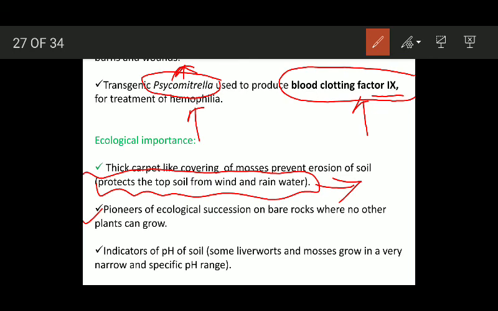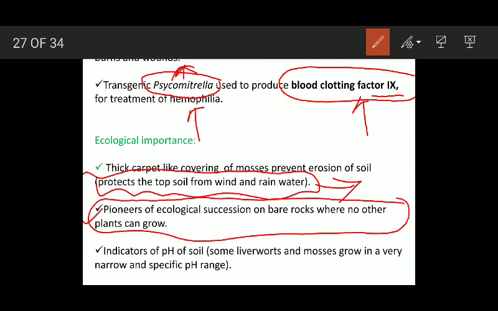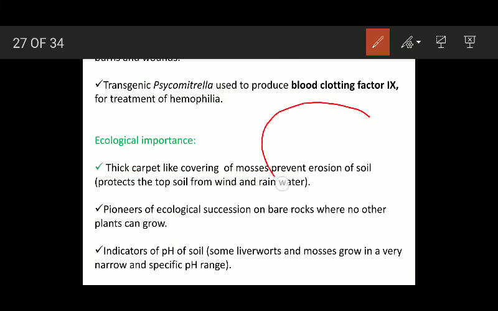The bryophytes are the pioneers, the initiators of ecological succession on bare rocks where no other plants can grow. For example, if you have a rock, only bryophytes can grow on it first. Okay, these bryophytes are thus known as pioneers. They make the conditions favorable for the next coming communities. This is a separate topic that you will discuss in 12th class.